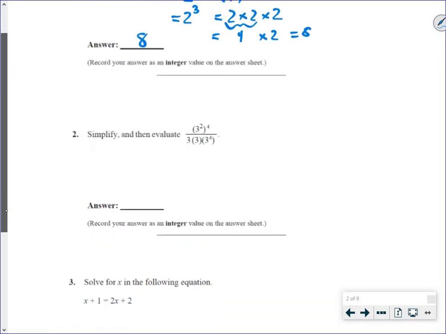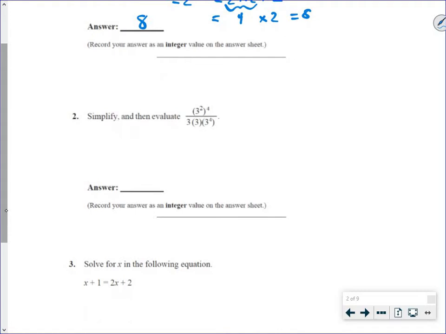Next, simplify and then evaluate this expression. So evaluate is another word that you need to look out for. That means what is the value, right? So what would your calculator spit out? We're looking for a particular number. I'm not looking for a simplified expression. We're looking for the number that this gives you. So let's break it down.